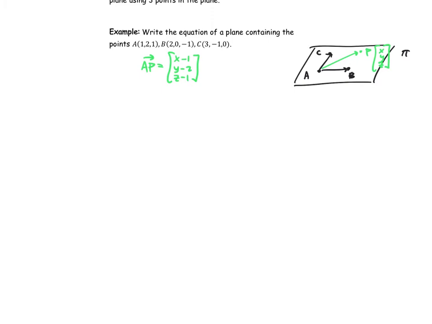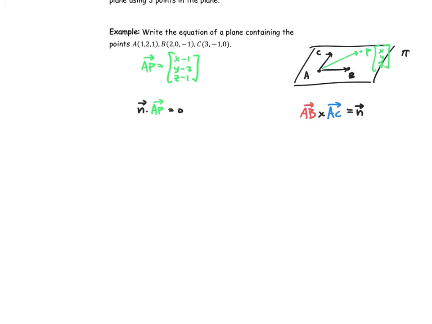Well, how do I find a normal? Because I know that the normal vector dotted with AP should equal 0. Well, how do I find the normal? You can find the normal by taking AB and crossing it with AC. That'll give me my normal vector. And what we'll see in just a moment is that we can utilize that to come up with the Cartesian equation of this plane. All right, so let's find the normal.